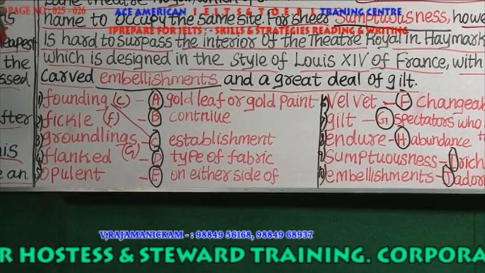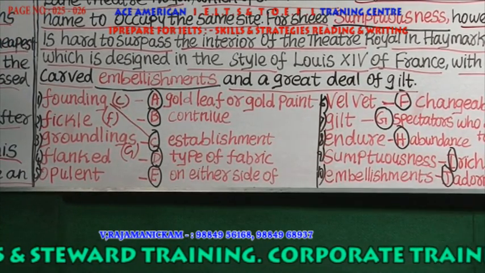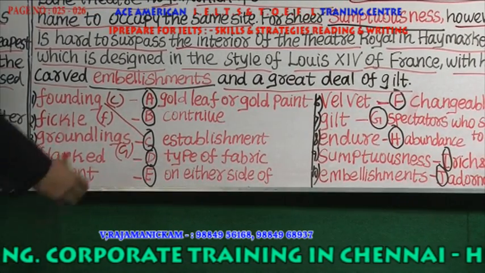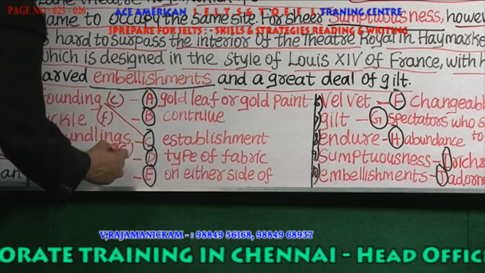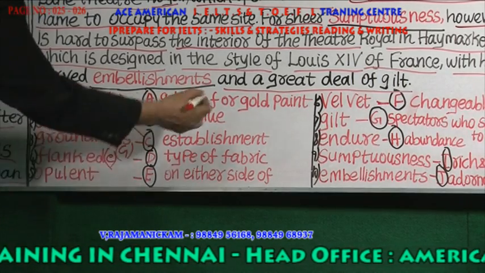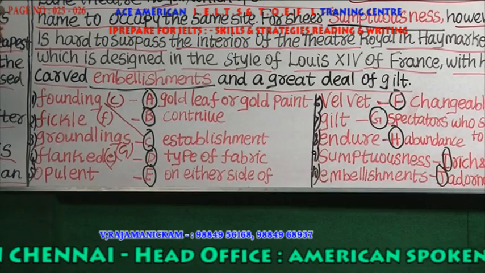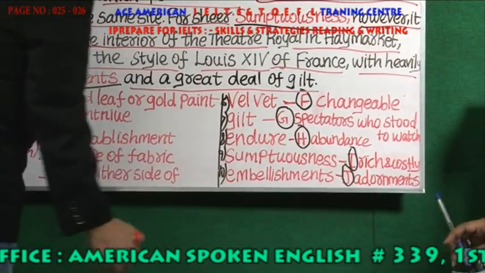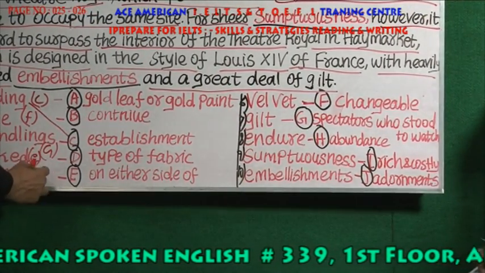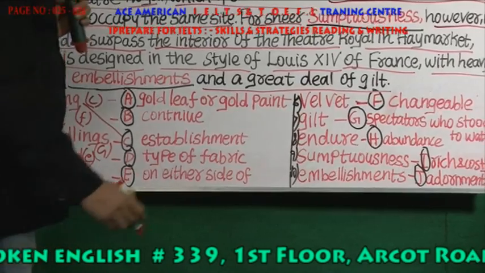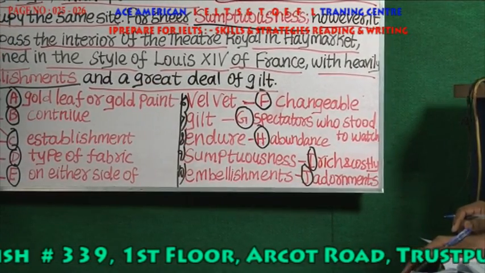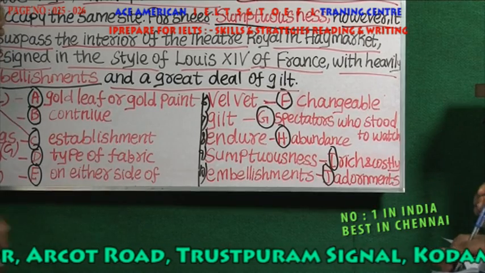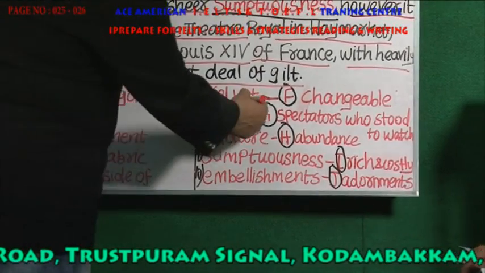Flanked. Which is the correct word you can use? On either side of. E. Is it correct? On either side of. So E, flanked means on both sides. Opulent. Abundance. So here abundance, H. Opulent means a lot of. And coming here, velvet. It is a type of fabric, right? So velvet, type of fabric. It is D.